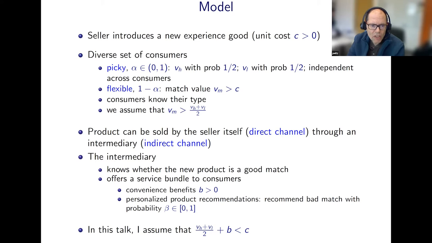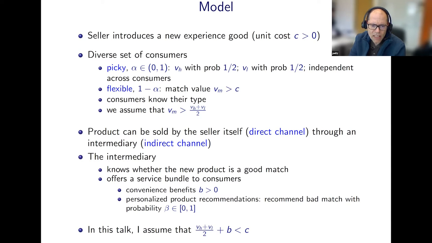Consumers know their type, so they know whether they are picky or flexible. However, the picky consumers do not know upfront whether the realization will be VH or VL. We're assuming here that the flexible consumers have a higher expected valuation. These valuations are the valuations when buying in the direct channel. There's the convenience benefit B of buying through the indirect channel, which comes on top, and that applies to all consumers. And in addition, the intermediary provides a recommendation.